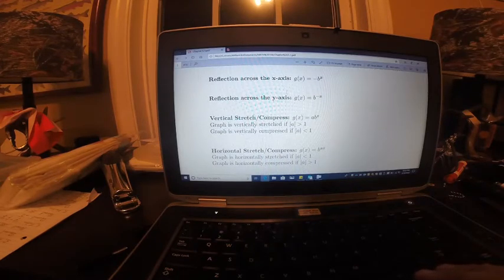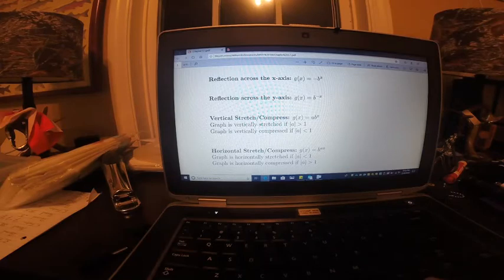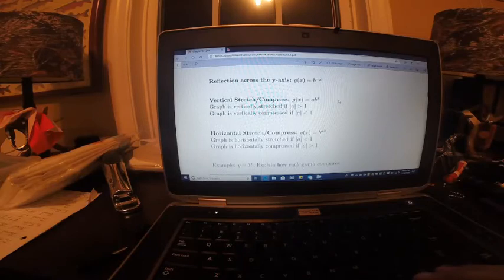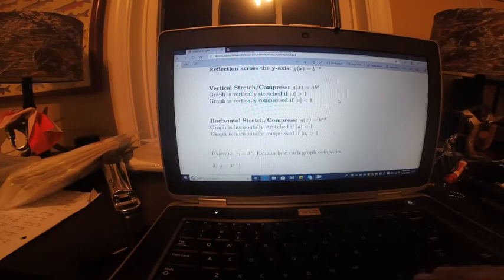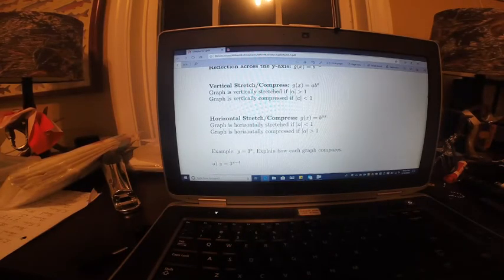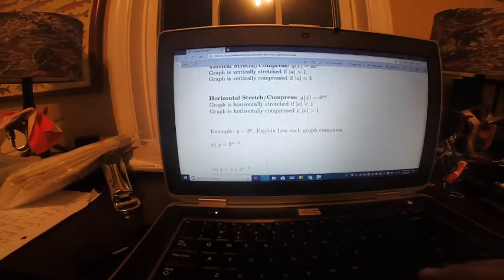Now we can also look at the reflection across the x-axis. If we want to reflect across the x-axis, then g of x equals negative b raised to the x. If we want to reflect across the y-axis, then g of x equals b to the negative x. It's pretty simple. If we want a vertical stretch or compress, we've got g of x equals a times b to the x. If the absolute value of a is greater than 1, we're stretching. If the absolute value of a is less than 1, we're compressing. Just rules you've got to keep track of.